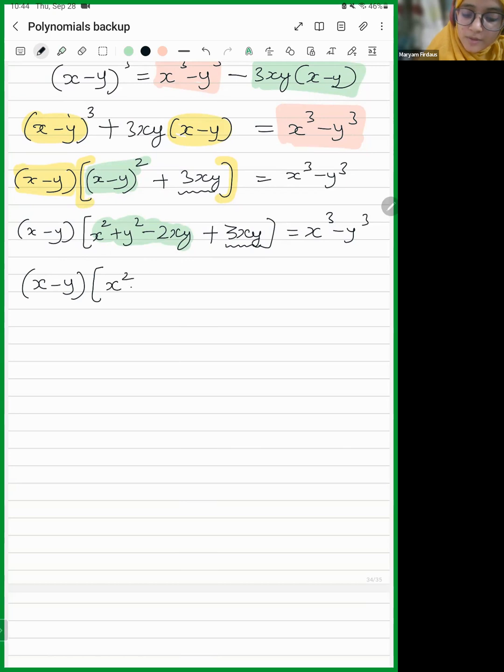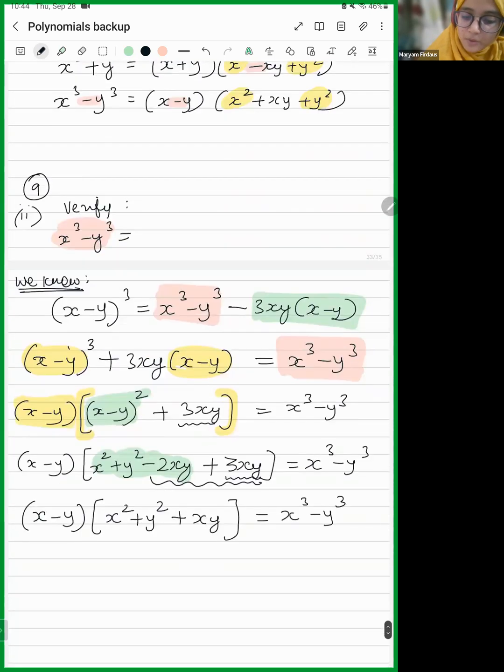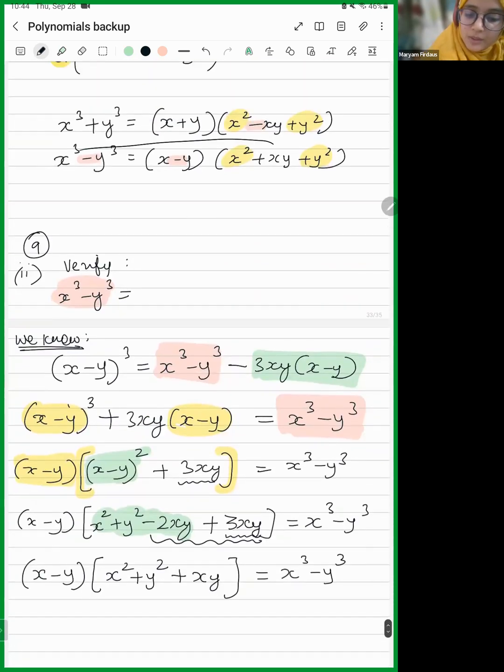So x square plus y square plus xy. These two terms, you are going to solve them. So 3xy minus 2xy will give you 1xy, which is xy itself, is equal to x cube minus y cube. So this is what you had to prove. Look here. This is what you had to prove.